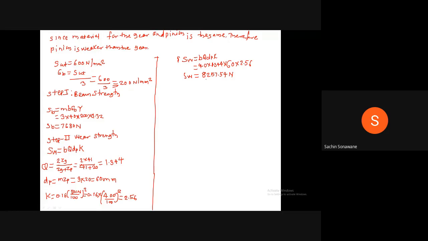Afterwards, I will tell which value is minimum. Therefore, SB is minimum, so the beam strength value will be taken for further calculation. At that time, I will tell when to take. Now we have to calculate effective load. Step 3. Write down step 3.